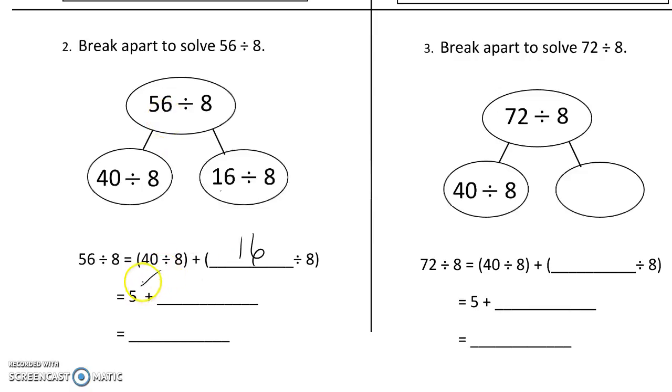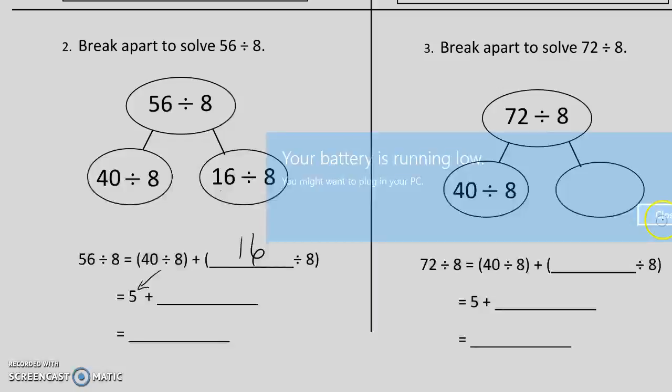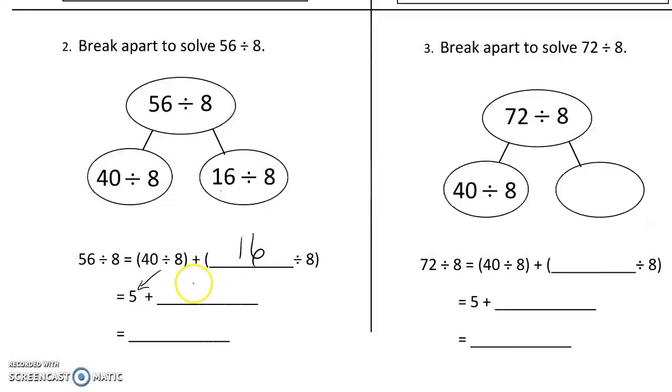So 40 divided by 8 is 5. That's why they made it 40, because we know 5 times 8 is 40. If we're dividing, we'll get the answer of 5. Now we have to solve 16 divided by 8. Well, if you think about it, if I double 8, I get 16. So 16 divided by 8 is 2. Now when I add those two together, I get 7. That's the answer to 56 divided by 8.